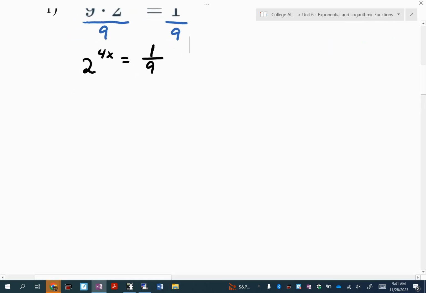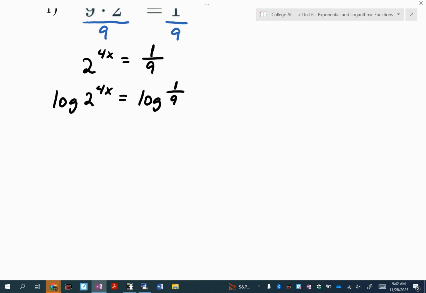So since I'm unable to rewrite with the same base, this is where I'm going to take the log of both sides. Go ahead and write down log of 2 to the 4x power equals the log of 1/9. Now notice I wrote log. Did I put a base for that log? No. So what is the base if I didn't put a base? It's 10. Very good. This is a base 10 log. The reason I'm doing this is because the calculators that you're using can only do base 10 logs. You can also do natural logs, which we'll do in a second with number 2, but in terms of the common log, that's all it can do.